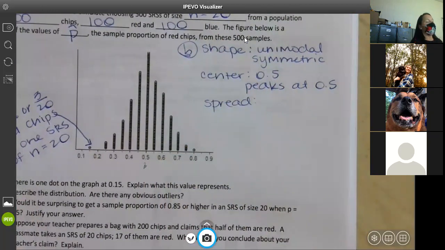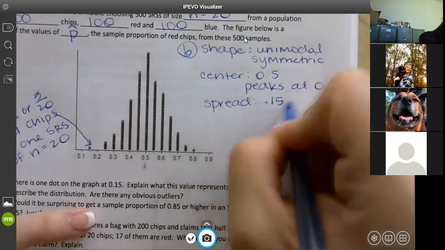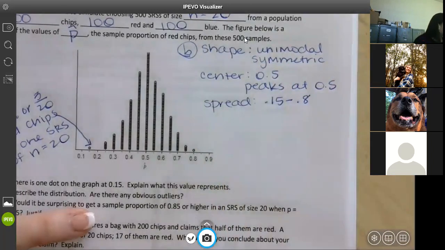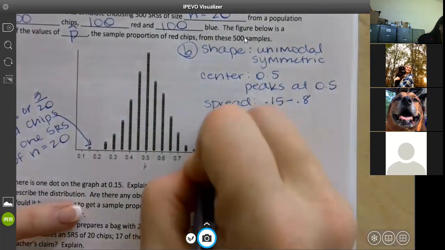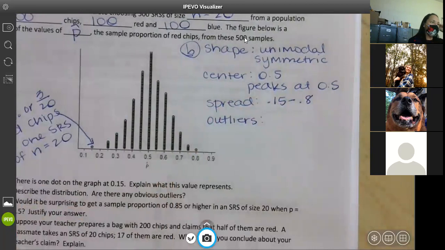So on this spread, I'm not picking out anything other than the actual spread. So what is our spread? 0.15 to 0.8. Good. But if you define the center, you need to make sure that whatever you choose for the spread goes with that specific center.